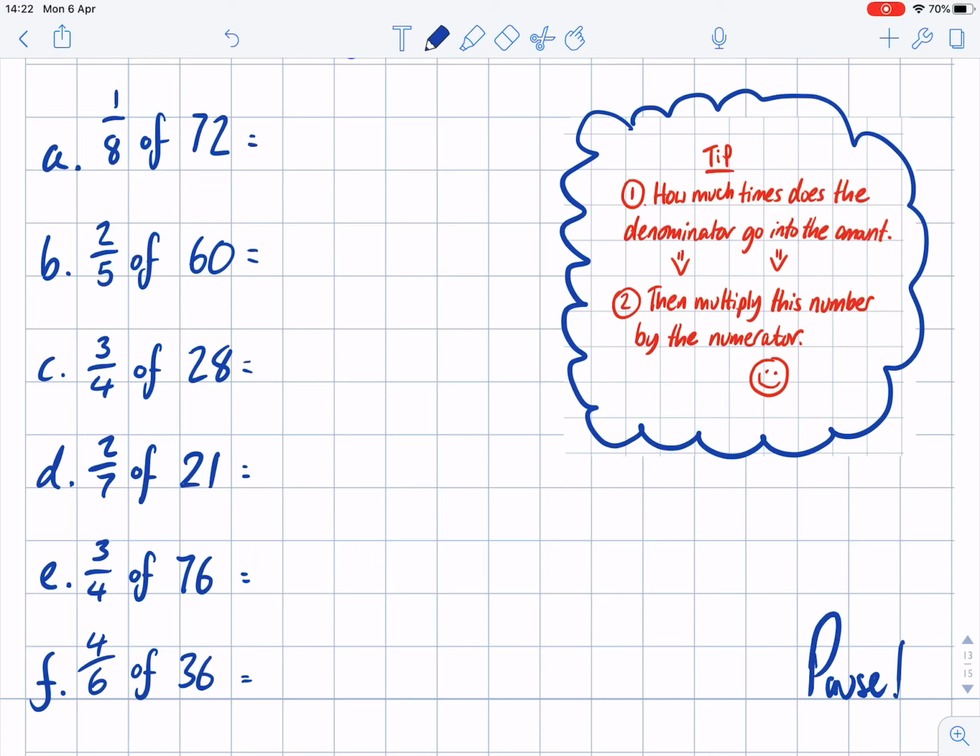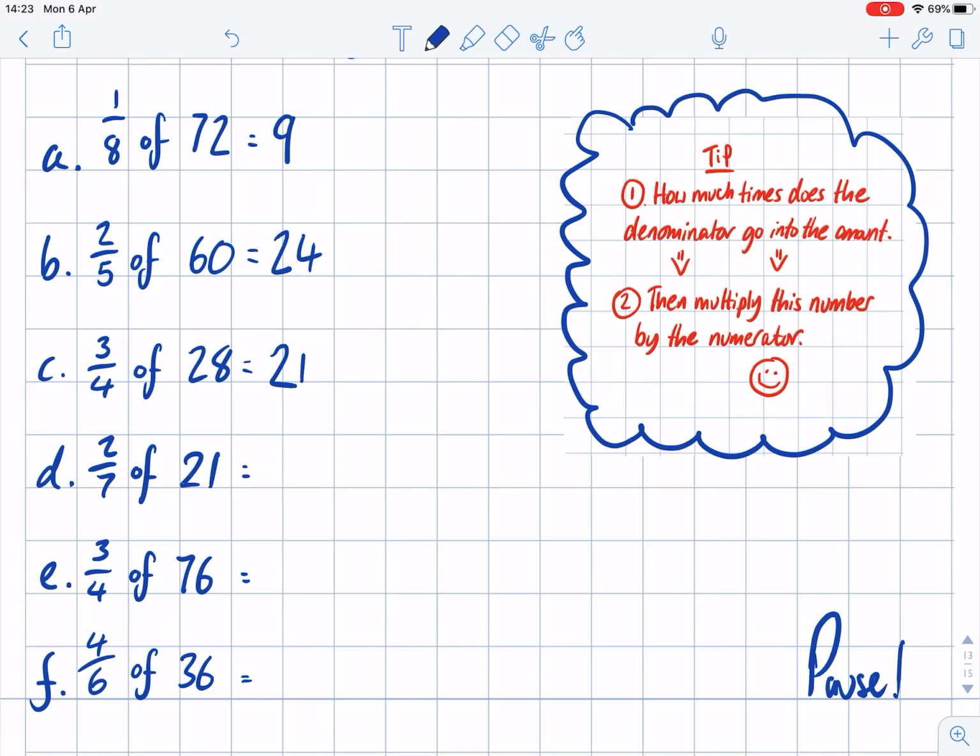Okay, fab. So let's go through these answers. So first question, 1/8 of 72. How many 8s go into 72? It's 9. 9 multiplied by 1, still 9. 2/5 of 60. How many 5s go into 60? 12. 12 times 2, 24. 3/4 of 28. How many 4s go into 28? 7. 7 multiplied by our numerator, which is 3, gives us 21.